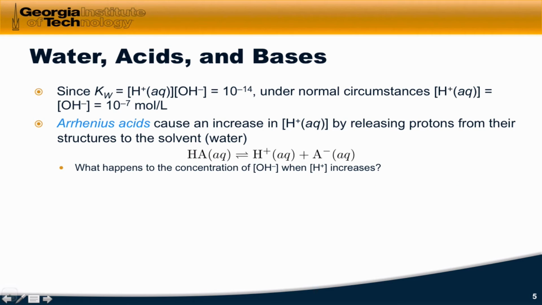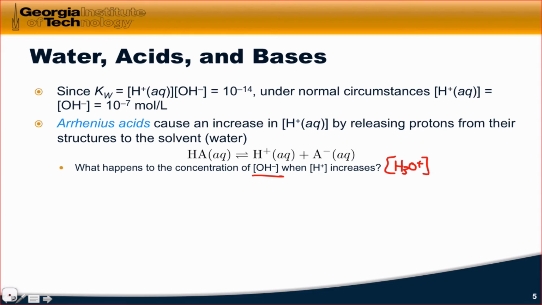Since an acid causes an increase in the concentration of H3O+, what happens to the concentration of hydroxide when H+ increases? Well, since the product of the two concentrations must be equal to 10 to the negative 14, if the concentration of hydronium goes up due to the presence of an acid in solution, the concentration of hydroxide must go down. The two are inversely proportional to one another.